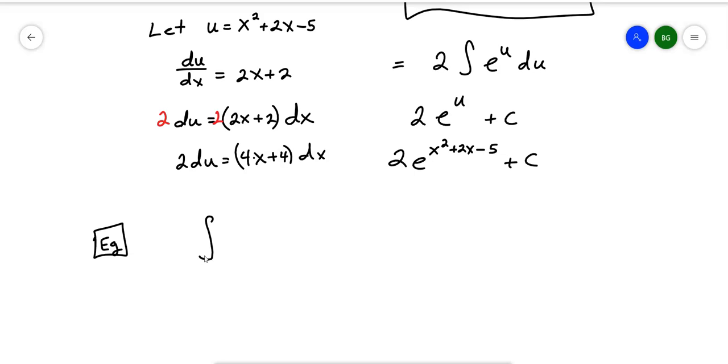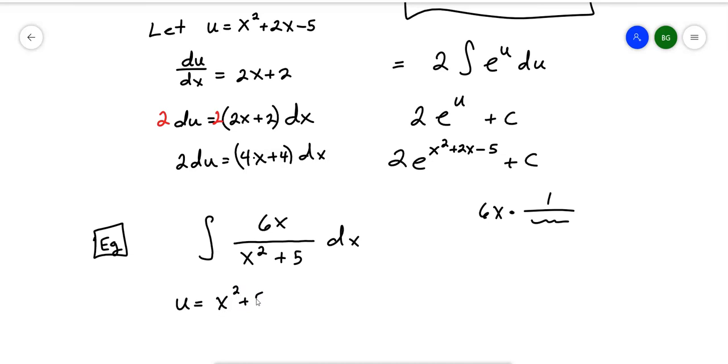All right, so we're going to find the antiderivative of, let's see here, maybe 6x over x squared plus 5 dx. So again, I have a composition of functions in that I can think of this as 6x times 1 over something, where that something is my inner function. And so I'm going to let u be this denominator here, x squared plus 5.